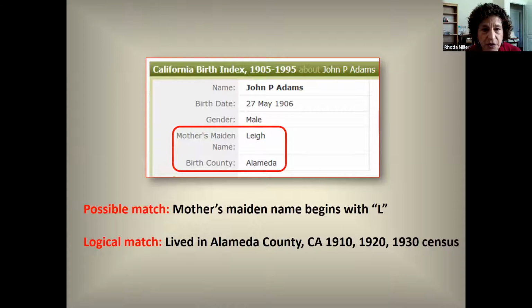All right, I located a birth index for a John P. Adams with a birth date. The mother's maiden name, it said Lee. Now remember, I saw that L on the census records, but I didn't know if that was a maiden name or a middle name. The implication is that it's a middle name. And so this was a possible match. I'm showing you the logic of my research here. And they did live in Alameda County in California in all those census records. So this seemed like a pretty strong possibility.